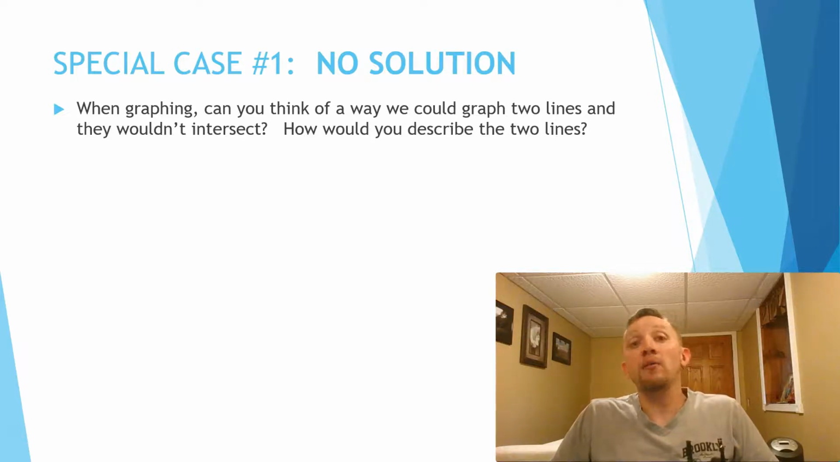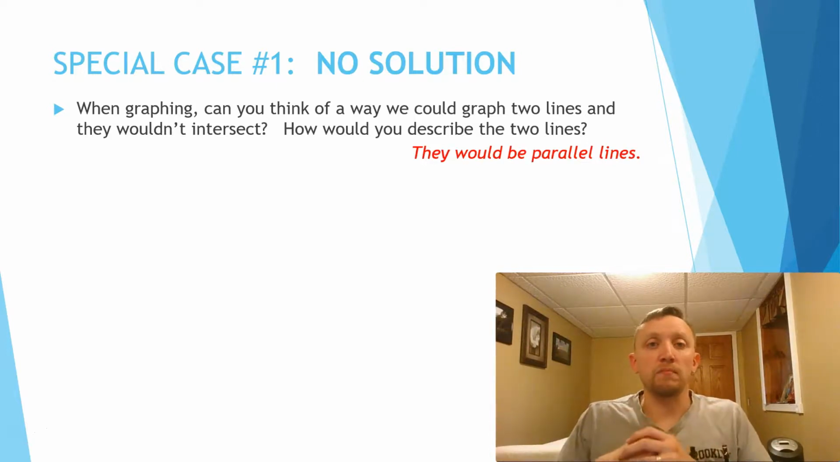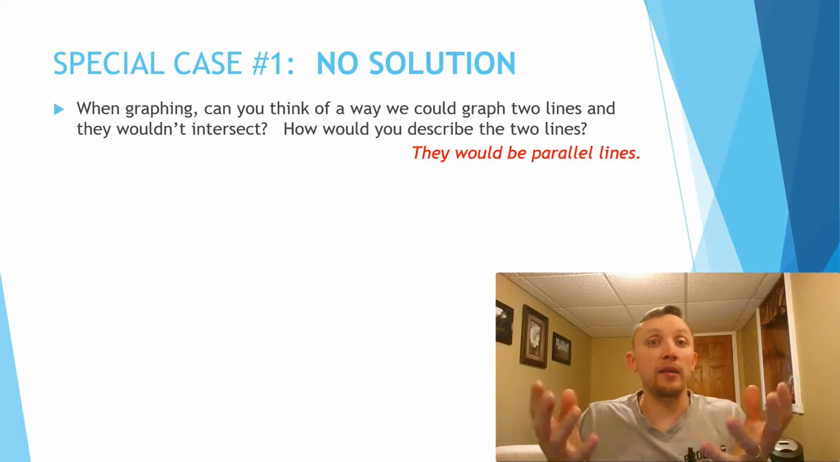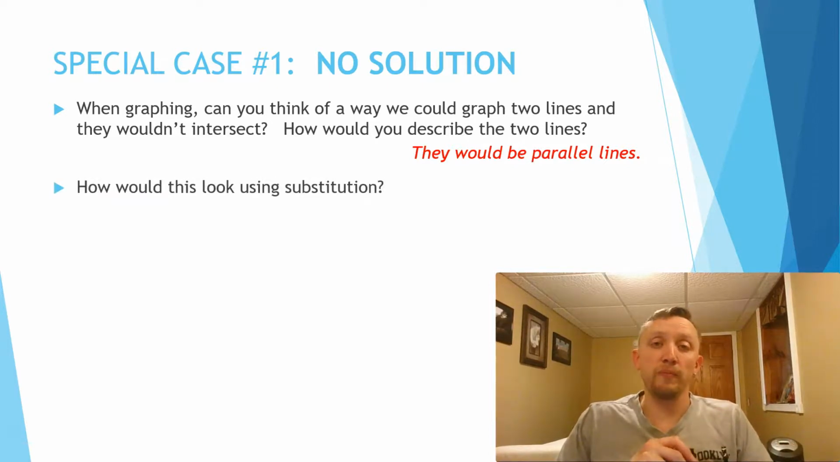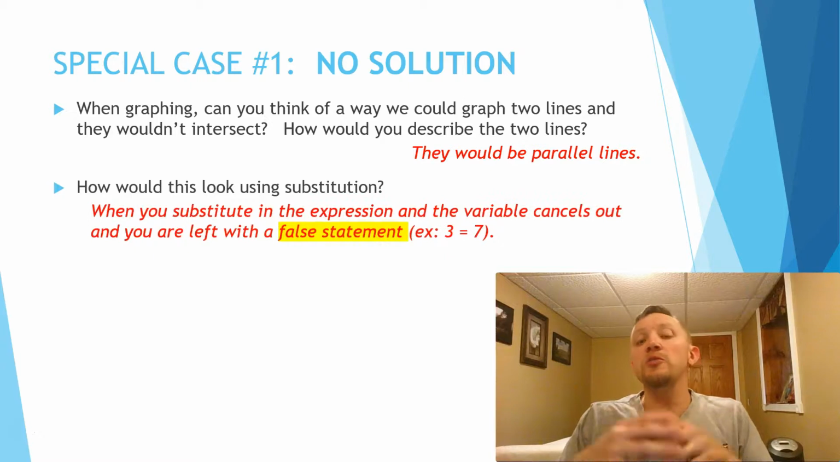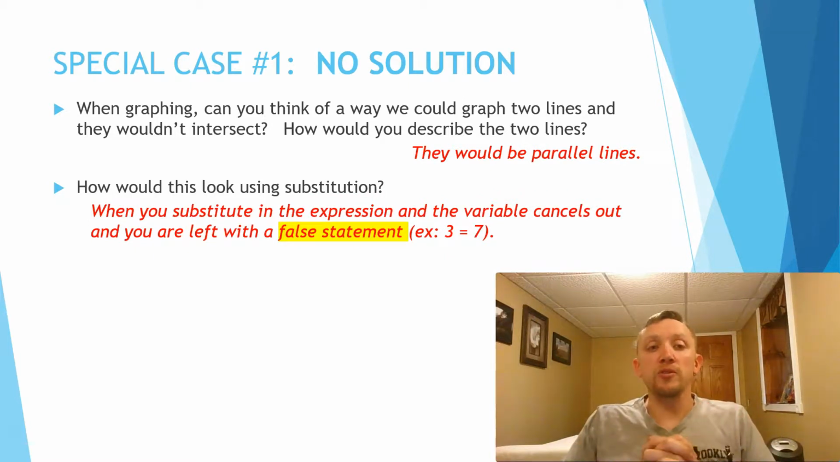Hopefully you're imagining parallel lines, because that would be the case. Okay, so if 2 lines are parallel when you graph them, there's no solution. Remember, the solution is where they intersect. They don't intersect if they're parallel. Well, what's that going to look like if we're not graphing? What is that going to look like when we're using substitution? Well, the way that's going to look is when we substitute in the expression and the variable cancels out and you're left with a false statement, like 3 equals 7. 3 doesn't equal 7, that's a situation where there would be no solution.